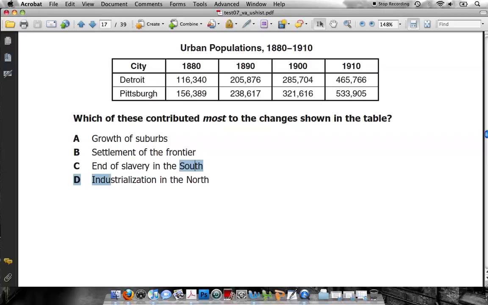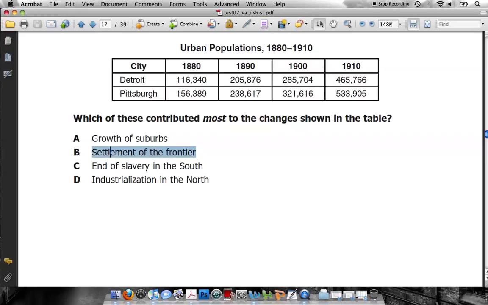We know that slavery ended before this time period, but would slavery really have a lot to do with the populations of two cities that we know are located in the northern part of the United States? We also know that slavery ended 15 years before the first data point taken on here, which was 1880, so it's probably not the best answer. It's not correct. You can go ahead and cross it off.